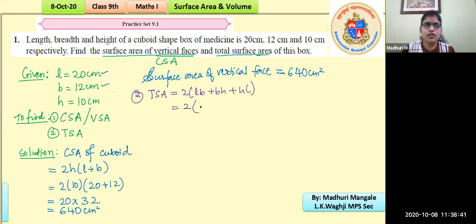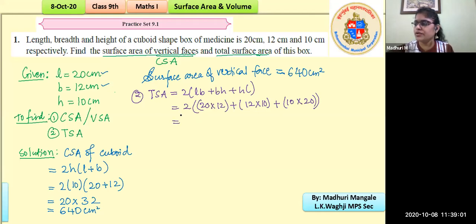So twice of LB. L is 20 into B is 12, plus BH. So B is 12 into H is 10, plus HL. H is 10 into L is 20. Right, students? And now you have to just simplify. So I'm going to give you 10 seconds. Quickly try it out.